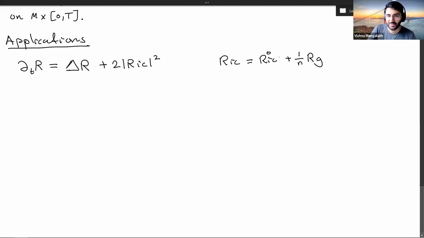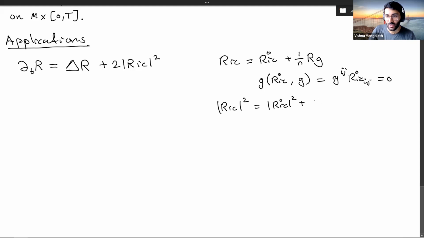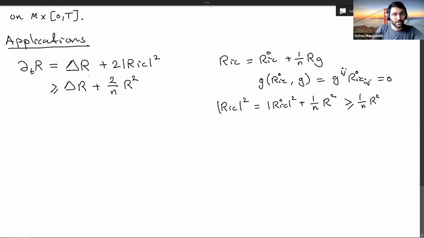So you can see immediately that this is an orthogonal decomposition, because the inner product of g with the trace-free part is by definition g^ij times the trace-free part ij, which is equal to 0. So then you know that the norm squared is equal to the norm of the trace-free part squared plus 1/n R squared, which is then greater than or equal to 1/n R squared. So this thing is greater than or equal to the Laplacian of R plus 2/n R squared. This is what I'll use.